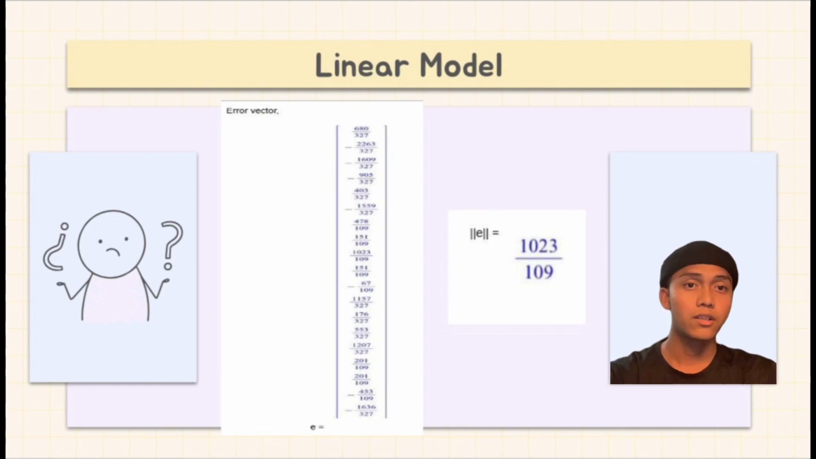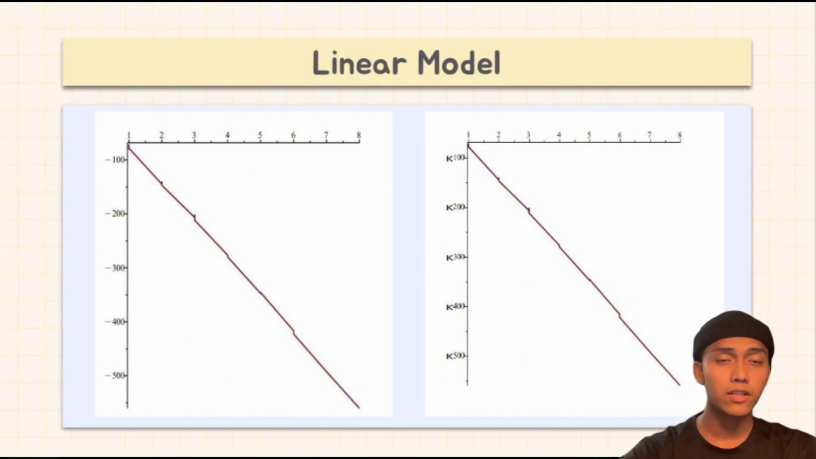To find the error vector, we can use the formula E equals C minus MV. So, you will get the answer in matrix. Then, the answer for the magnitude error is 1023 over 109. From here, we can construct a linear graph using the least square method that we used earlier. So, this is the result of a graph of a linear model that we solved using the least square method. From here, we can see the scatter plot and the best fit line of the linear model.